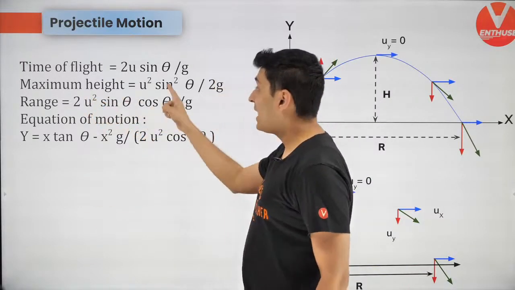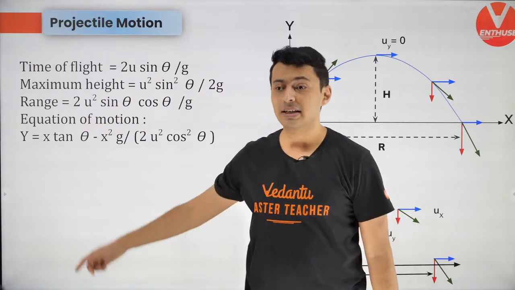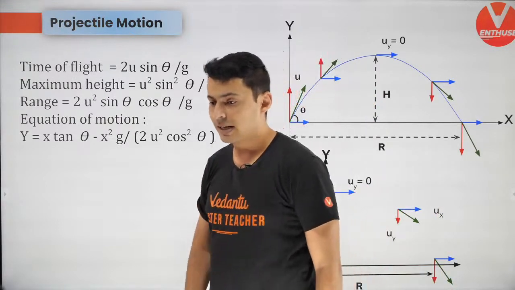Now, similarly, maximum height: u square sine square theta by 2g.